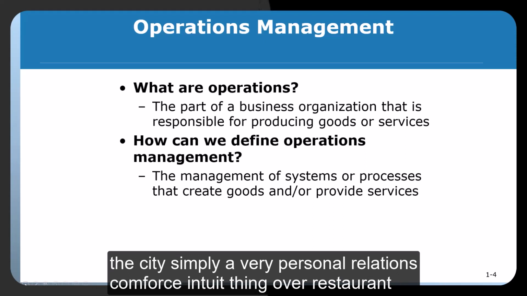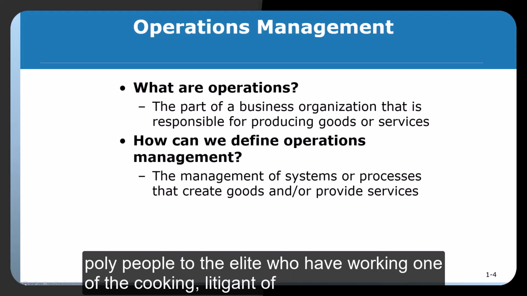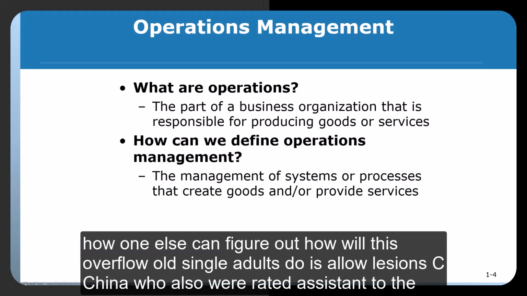Think of a restaurant. There has to be some kind of operations manual or procedure that defines how that restaurant will run. How many people do they need to have working? What are they cooking? How long will it take them to cook? What else can they figure out? How will they serve the food?